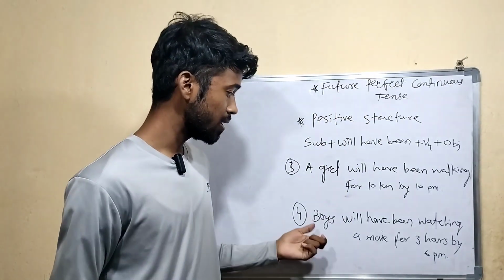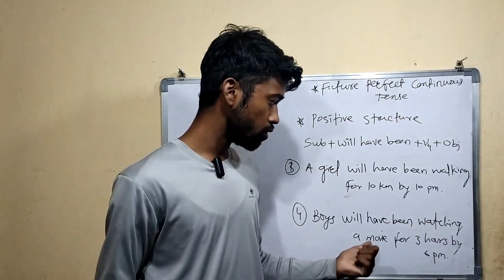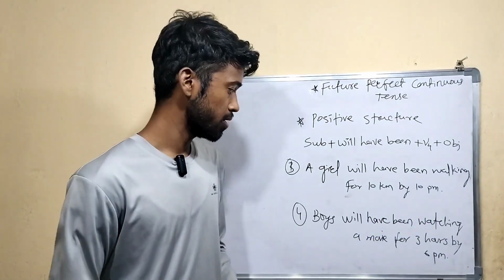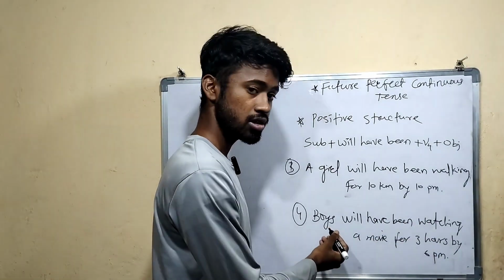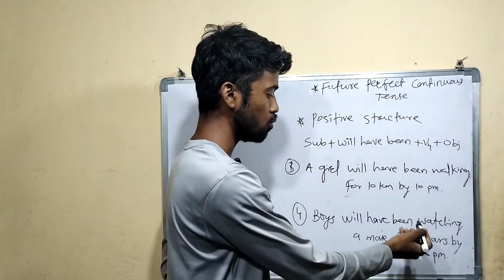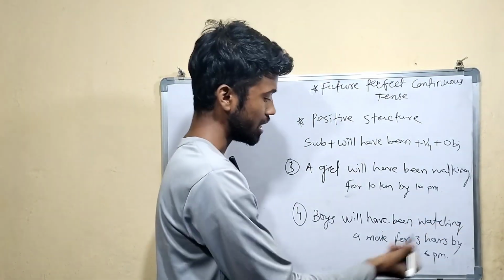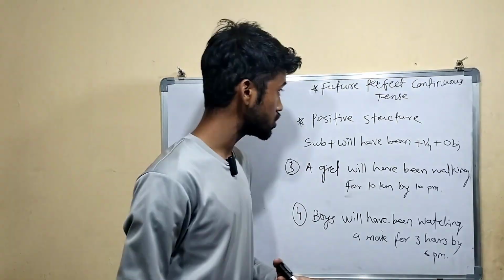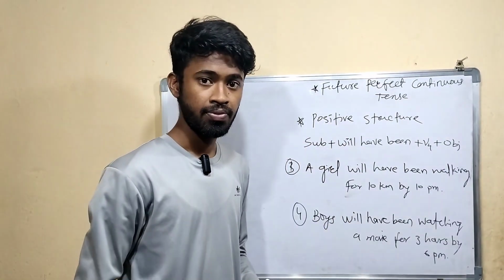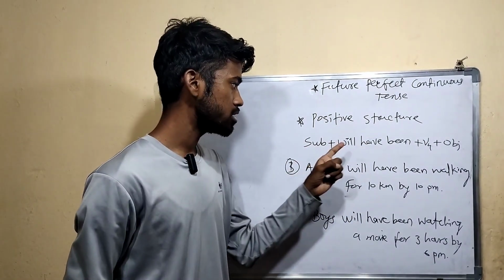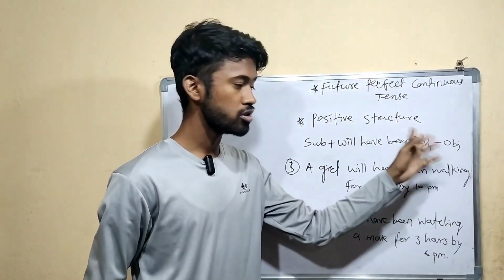So what is the example here? Boys will have been watching a movie for 3 hours by 6 p.m. Now here what is the subject? Boys is the subject. After that, will have been are the three helping verbs. Watching is the fourth form of verb, and the remaining part is object. So you understood this positive structure: subject plus will have been plus fourth form of verb plus object.